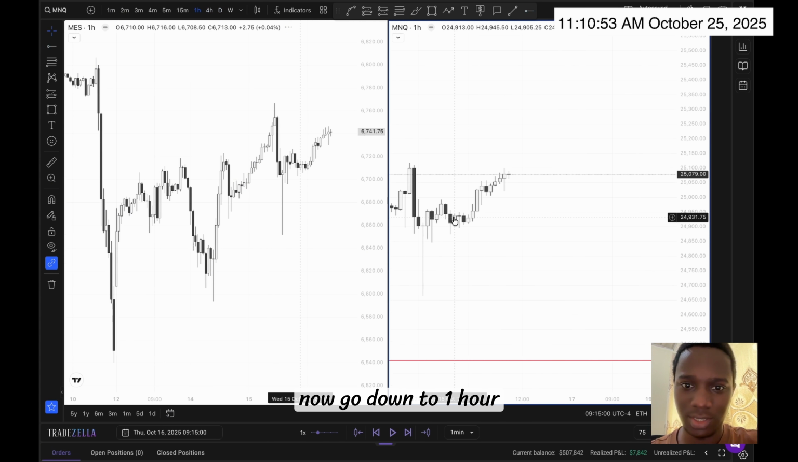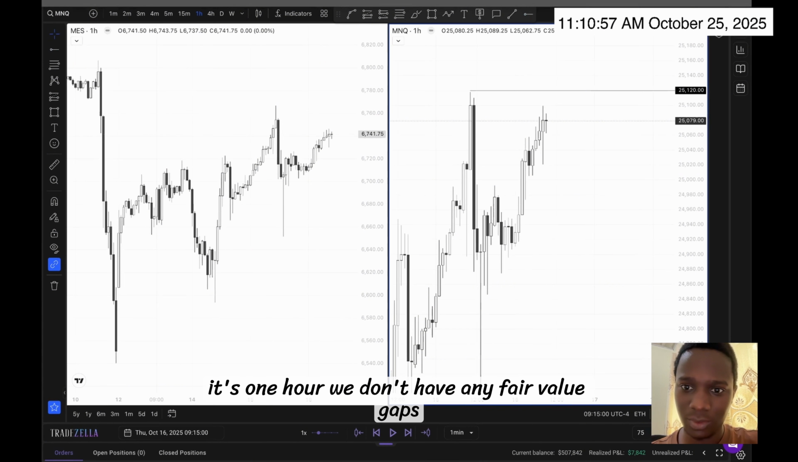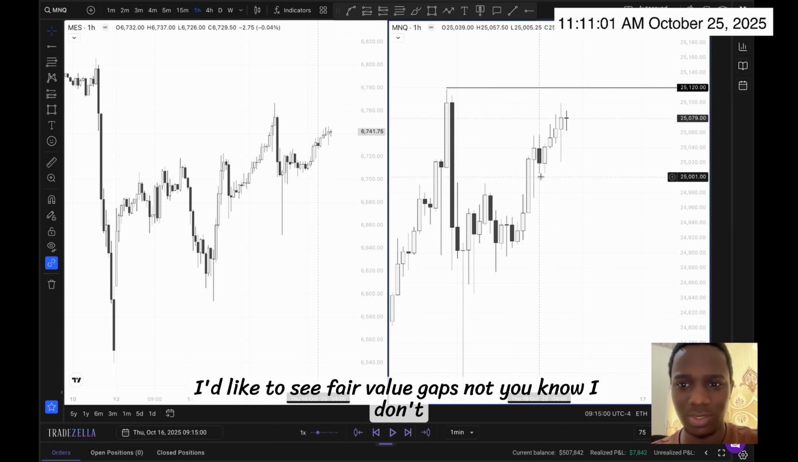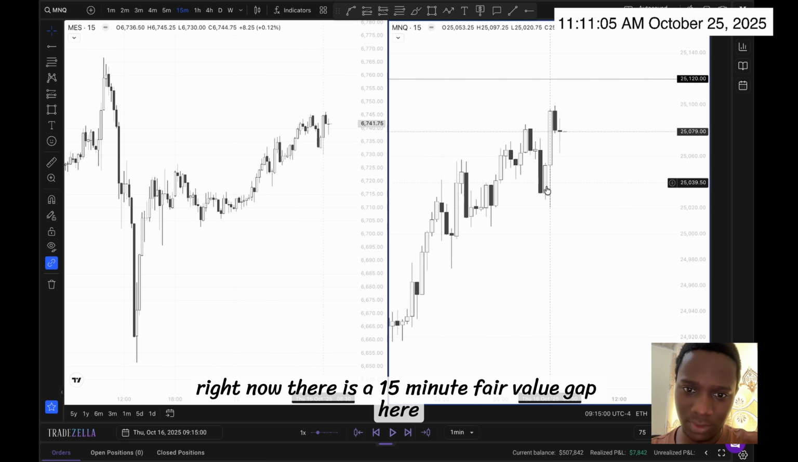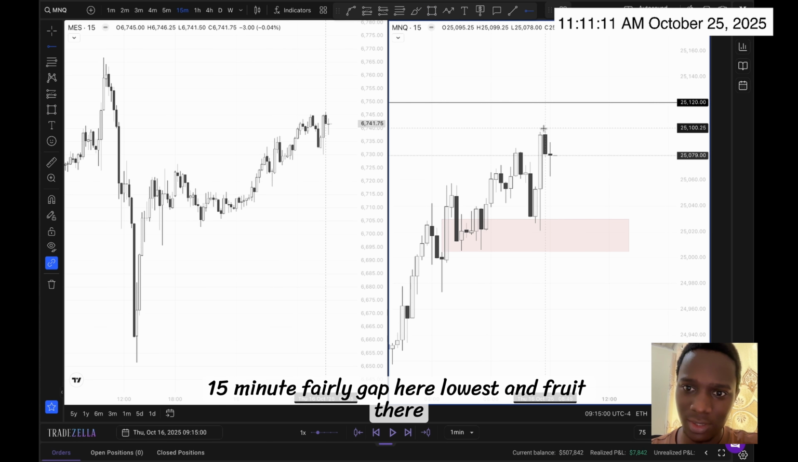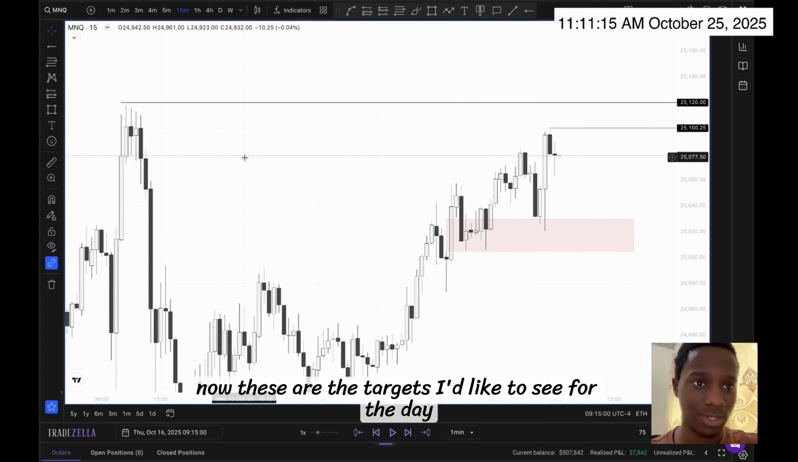Now go down to 1 hour. So on the 1 hour, we don't have any fair value gap. I like to see fair value gaps. I don't really use other blocks. Right now, there is a 15-minute fair value gap here, and a 15-minute fair value gap here. Lowest hanging fruit there. Now these are the targets I'd like to see for the day.